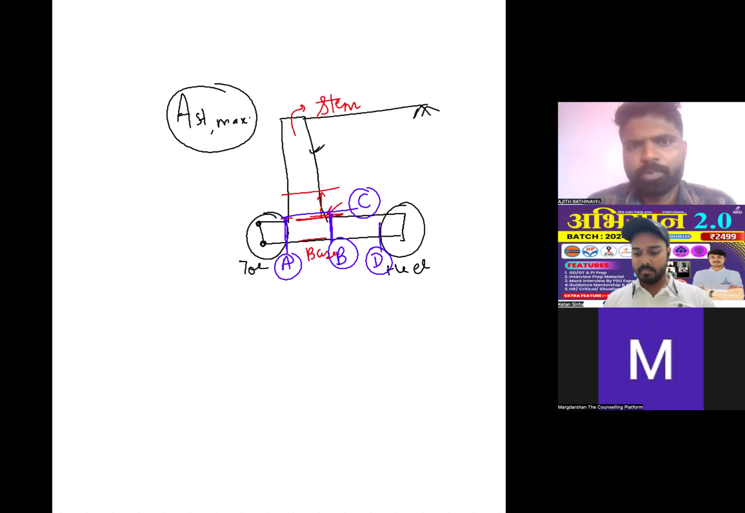Sir, tell. I have no idea about that. Okay, no problem. One last question from steel structures. Do you know purlin? Yes, sir. Okay, so where is it provided? Sir, it is provided over the rafter in the trusses, sir.